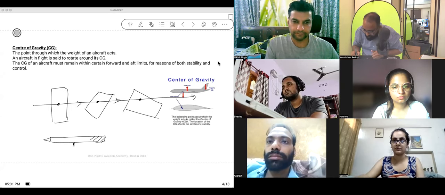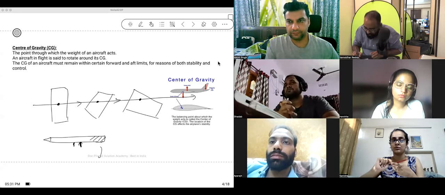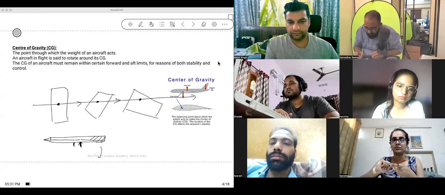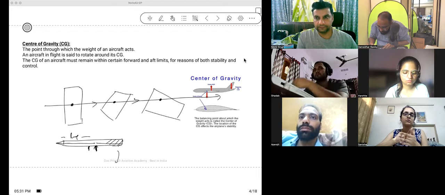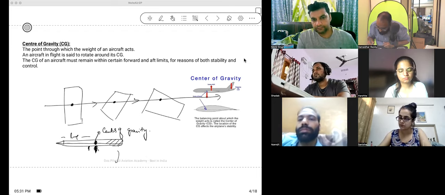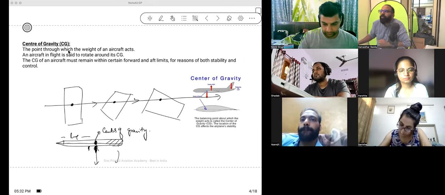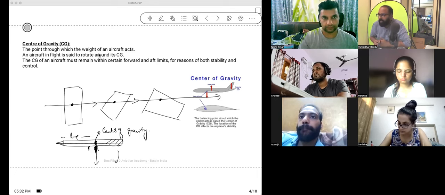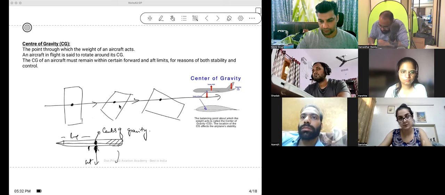If I hold it at the midpoint, what happens? It stays balanced. So I hold it at this point, where this side is the same weight as that side, even though it is long. So I can hold the pencil just by supporting here. This point of the pencil is called the center of gravity. If you just support this point, it will not fall down. Clear? So center of gravity is the point through which the weight of the aircraft acts. Now, if you throw a calculator like this, it will keep on rotating around itself, but actually it is rotating around its center of gravity.